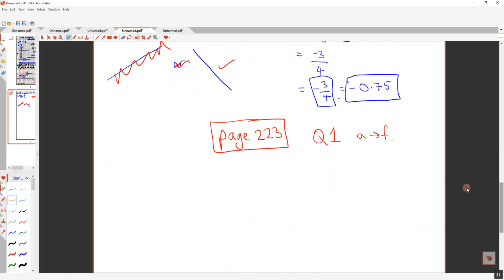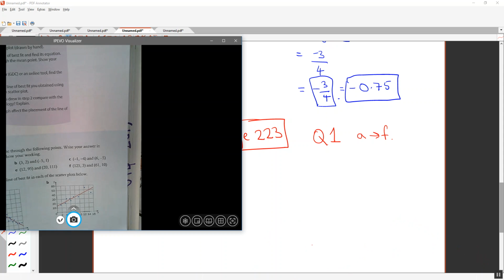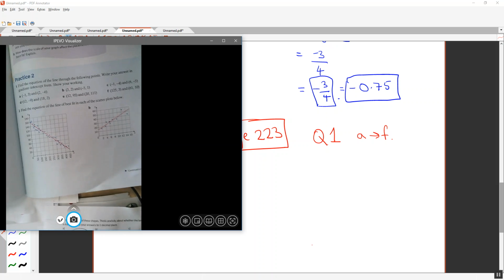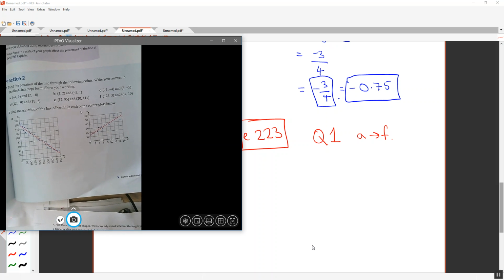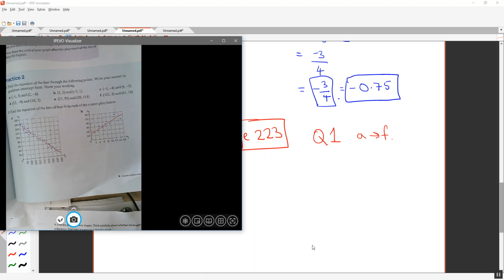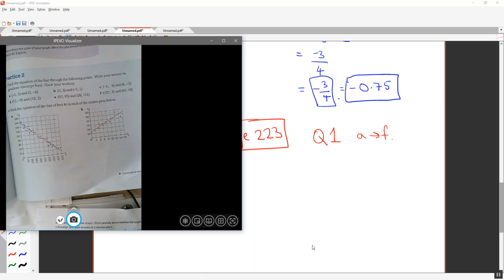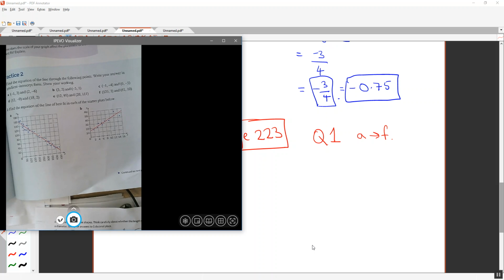Now remember, the book is in Teams, and let me just pull up the book so you can see. So here's the questions that we're looking at. It's on page 223, and it is these questions here. Okay, now it says find the equation of the line through the following points. All I want you to do is find the gradient of these lines through these points. So you've got your points, label them, x1, y1, x2, y2, write down your formula and input your numbers, okay?